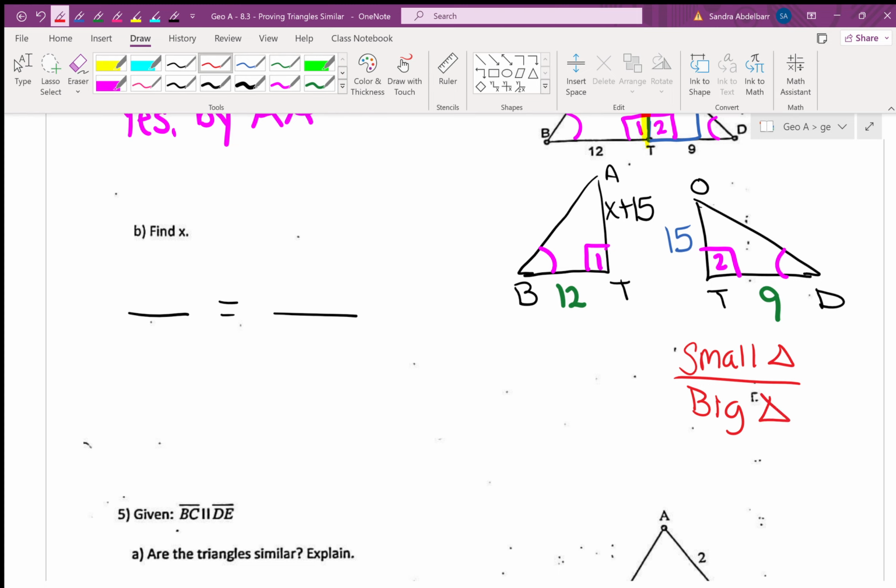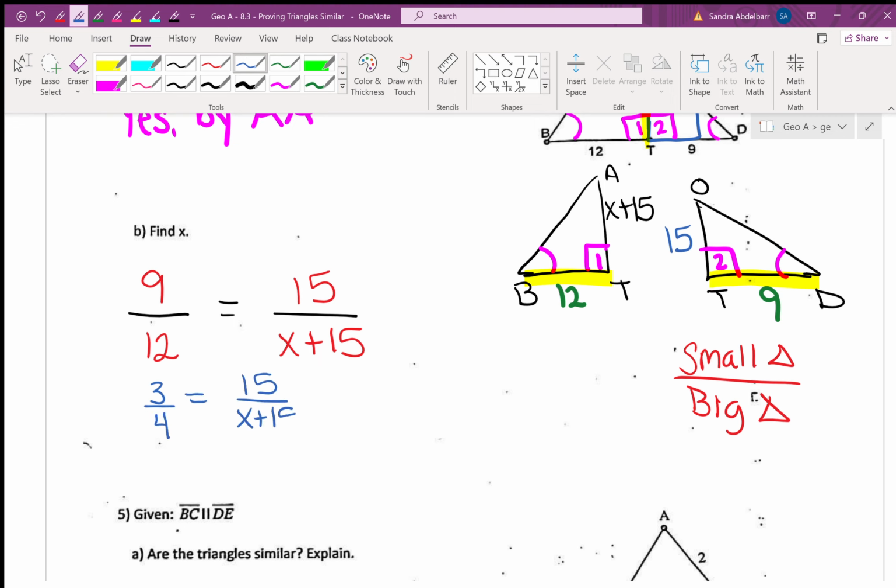So if we're doing small triangle over big triangle, we start off with the two sides that have numbers. So we'll start off with 9 over 12, and then we're going to have the small triangle's 15. What's the corresponding side to the small of the bigger triangle? Wouldn't that be X plus 15? Before I cross multiply, can I simplify 9 over 12? Absolutely. We're going to get 3 over 4 is equal to 15 over X plus 15.